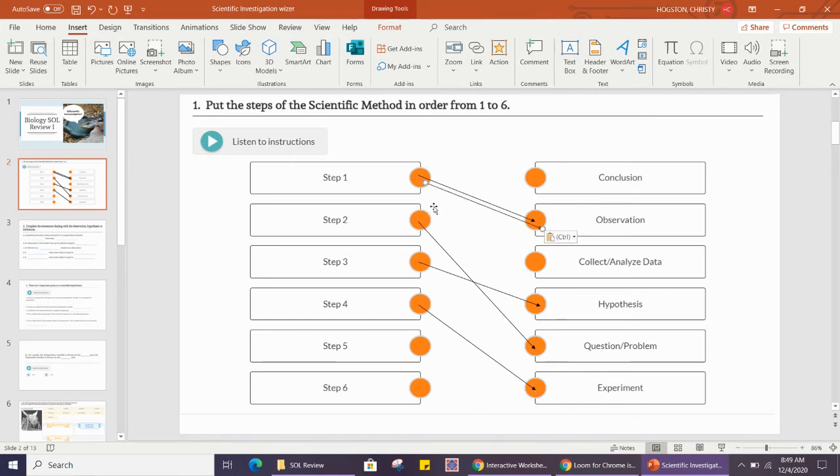So that's going to be our collecting and analyzing data, which can be quantitative and numerical or qualitative and something that we must describe. And then after that, we will come up with our conclusion. And our conclusion is basically our answer to our hypothesis, if we were correct or incorrect. And we're going to back up that with information from our data.